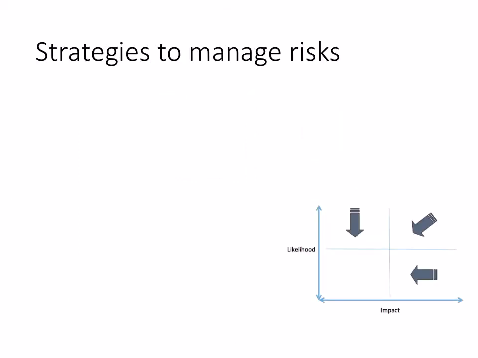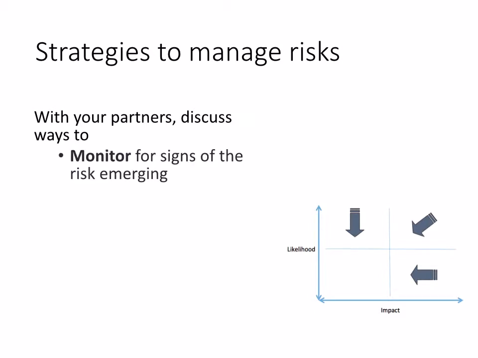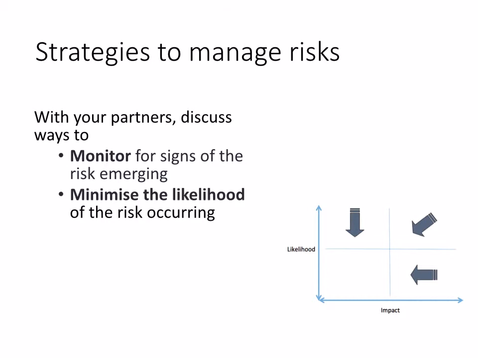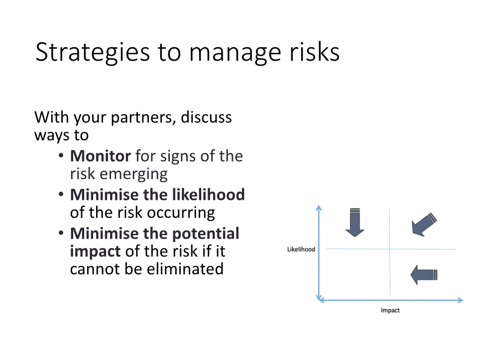For your high risks, allocate some time to discuss with your partners ways to, firstly, monitor for signs of the risk emerging. Perhaps there are some data that you could be collecting or some warning signs that you could be looking out for to see if the risk is likely to happen. Or what could you do to minimise the likelihood of the risk occurring in the first place? If you can't minimise the likelihood, then could you minimise the impact on the project if the risk could not be eliminated? Are there any contingencies or different options in the event of the risk being realised?